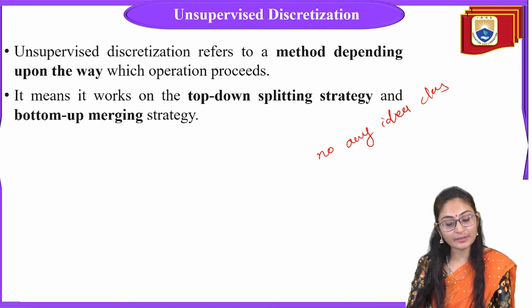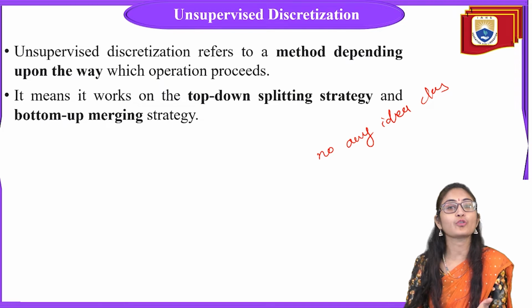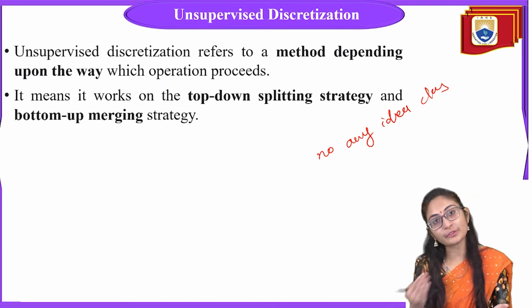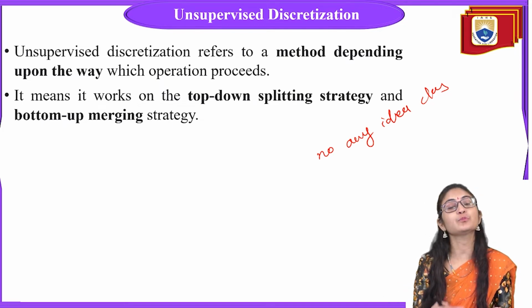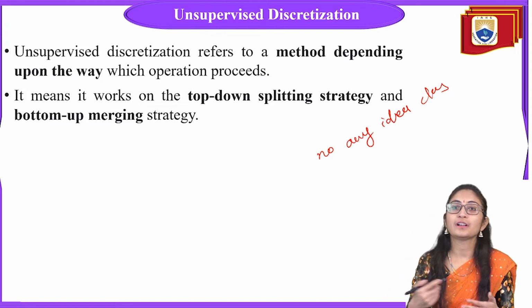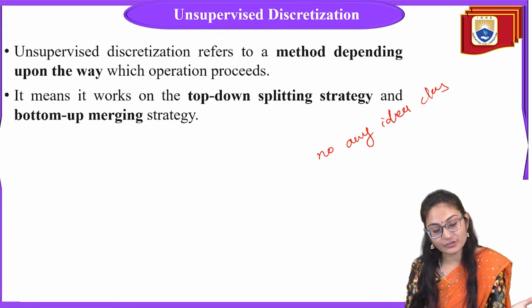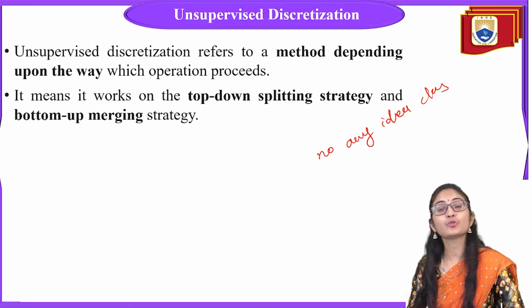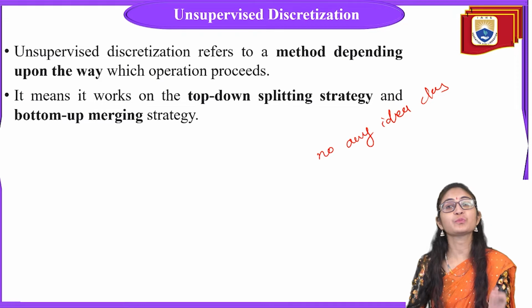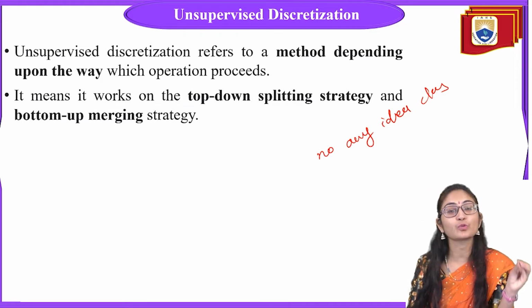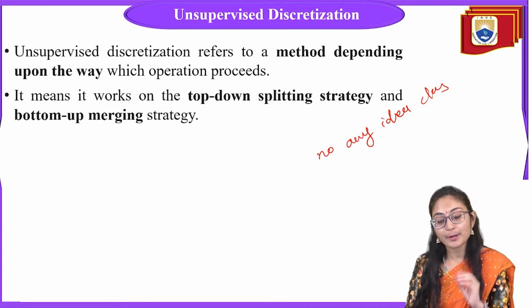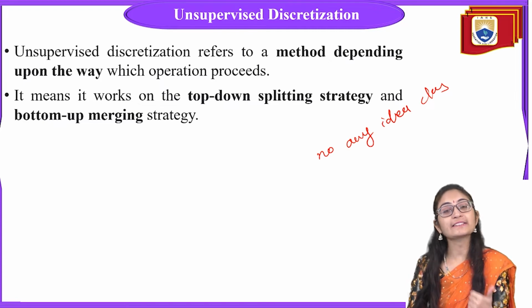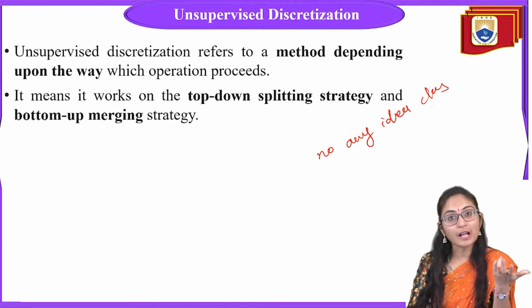It is an untrained model, and mostly it works on the top-down splitting strategy and the bottom-up strategy. That means splitting and merging. So unsupervised discretization works on splitting and merging only. It has no information about the class and no idea of the output. But in supervised, it already has an idea of the output.